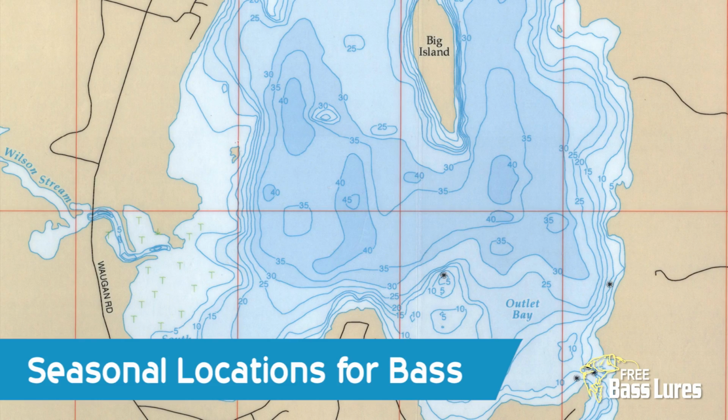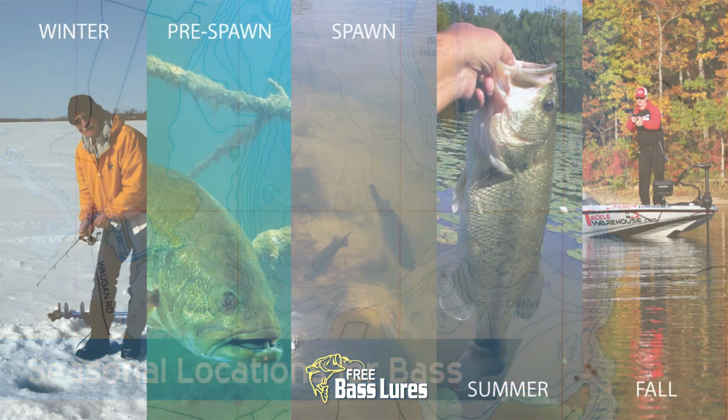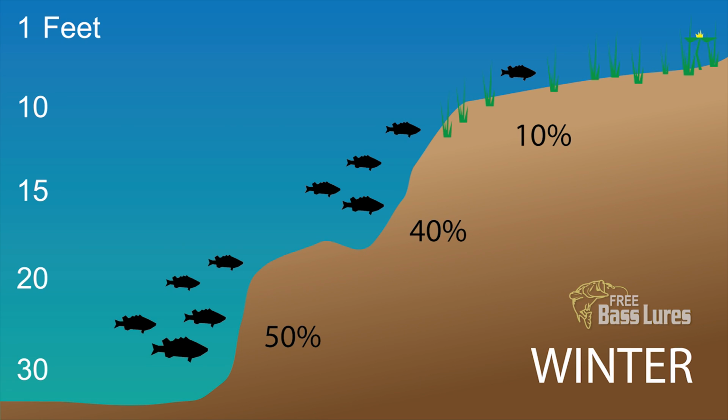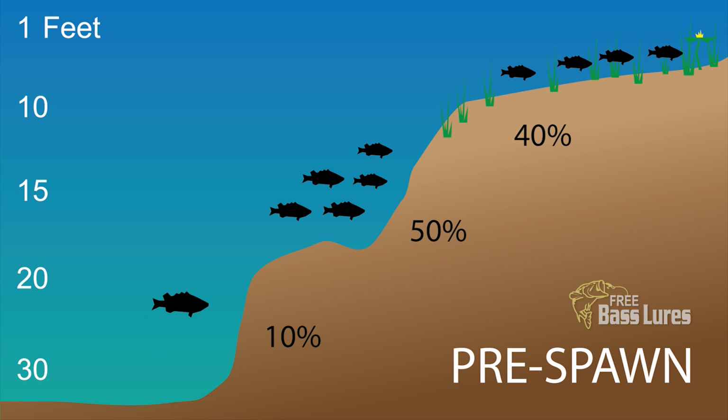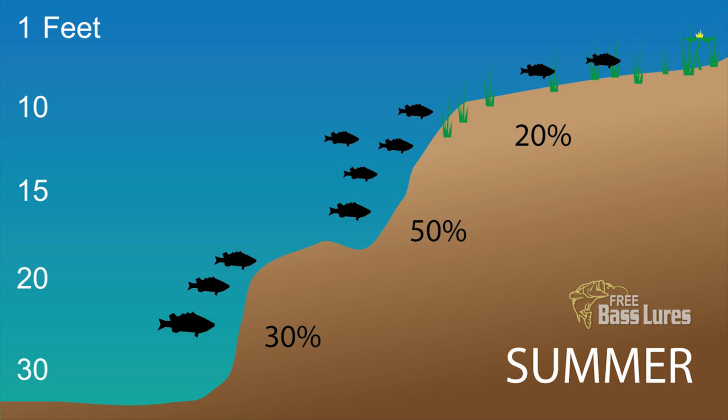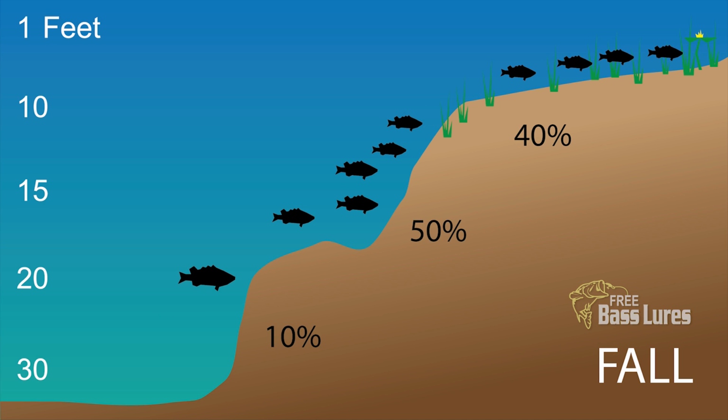Another key to finding lunkers is to know where the majority of bass are during seasonal transition periods. In winter, most bass are in their deep water homes. During the pre-spawn stage, bass move up to the ledges and slopes next to spawning areas. During the spawning period, most all bass move into the shallows. In summer, most of the bass move back into deeper water. Come fall, bass move into ledges, back of creeks, coves, and into the shallows to feed for the upcoming winter.